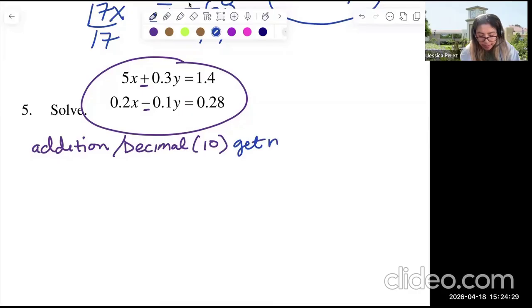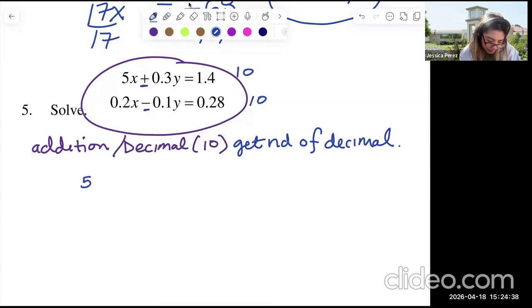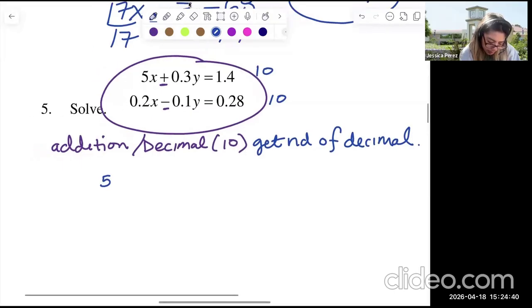So I want to get rid of my decimals. So I'm multiplying top and bottom by 10 first. So I'm going to multiply this by 10, this by 10. Well, I'm actually going to have to multiply the second one by 100 because that's 2 decimal places, but the first by 10.